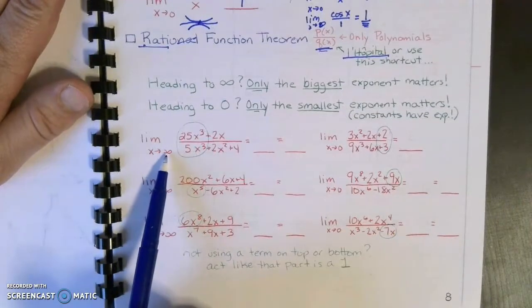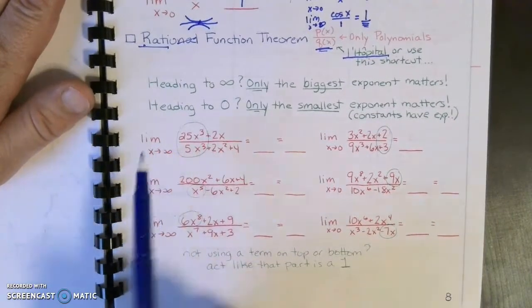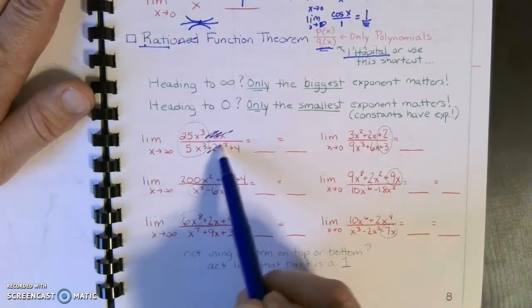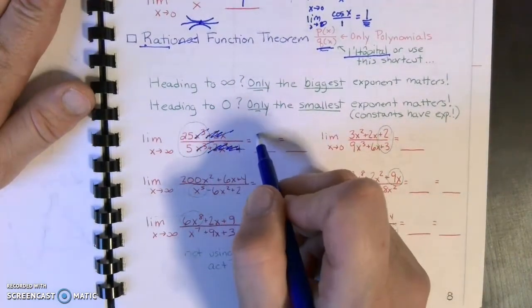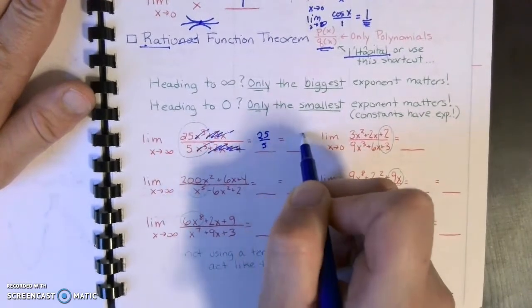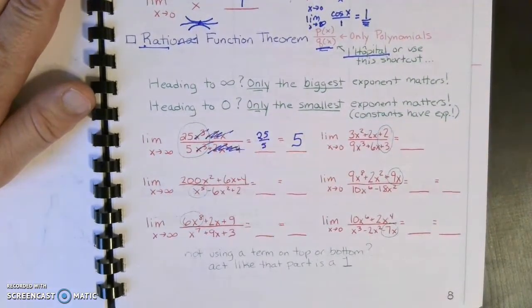Heading to infinity, only the biggest exponent matters, so I can throw all these away. I can just chuck them, because they don't make a difference. I can cancel these, and I get a limit of 25 over 5, which is 5. Let's take a look at the next one.